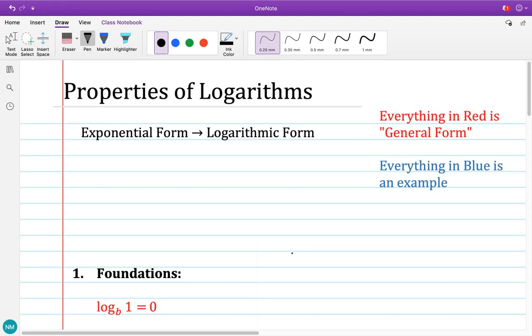Okay, so today we're going to talk about properties of logarithms. Before we do that, I just want to review really quickly exponential form versus logarithmic form.